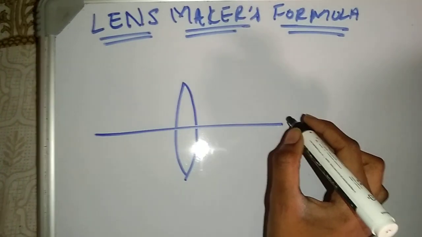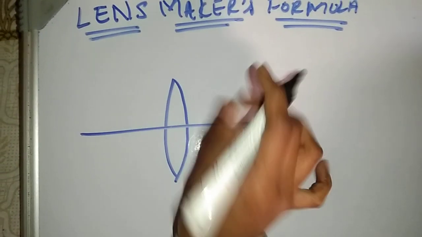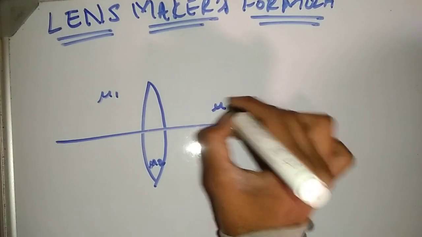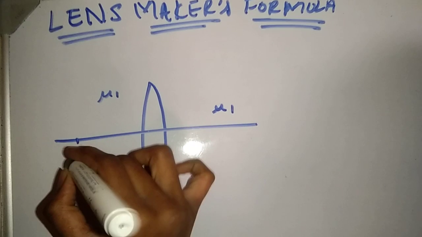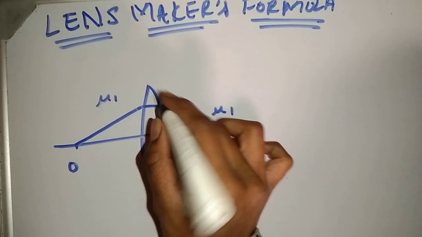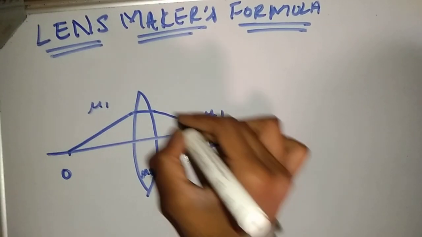Let's make a straight line here. And you can see this is a different medium. This inside is a different medium and outside is a different medium. So let's name this as mu1, mu2 and then again mu1. Now we're going to keep an object here. And we're going to pass a ray here. It's going to bend towards the normal because it's a different medium, right? And then you're going to get an image here.